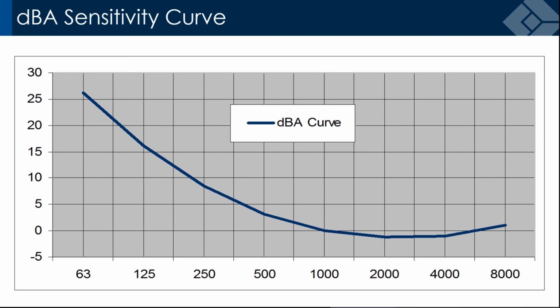So here's an upside down version of the dBA curve. And this one only goes down to 63 hertz. And it gets much steeper as you go to the left. But our ear is the most sensitive at about 2000 hertz.